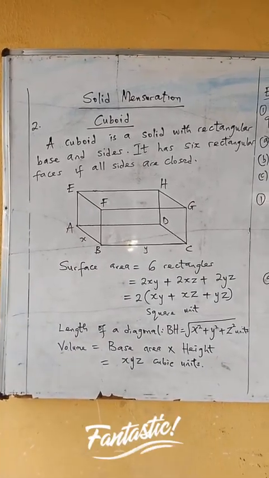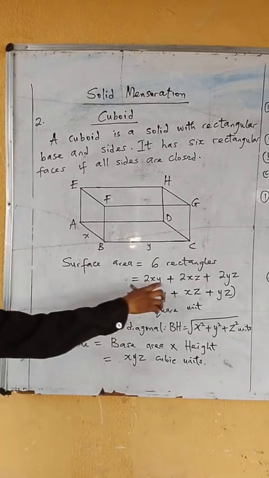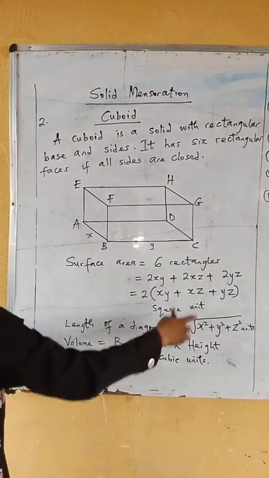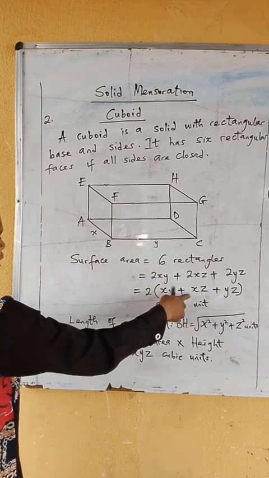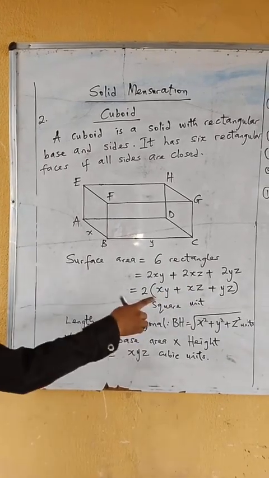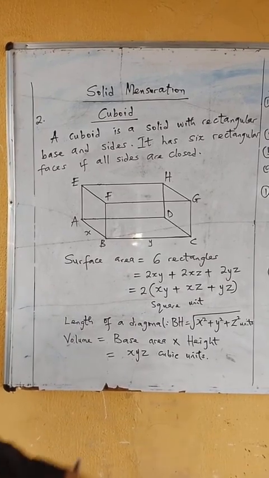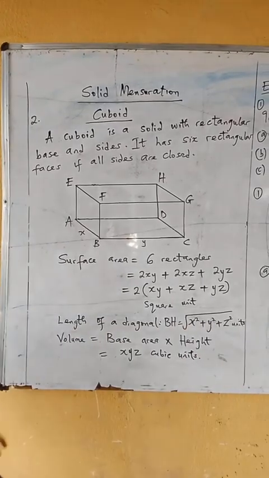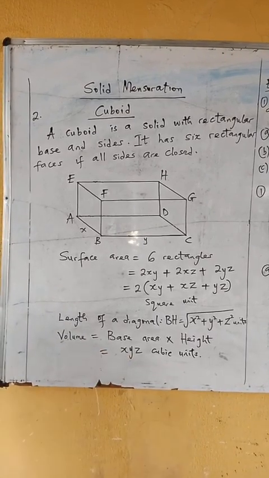The surface area of a cuboid is 6 rectangles, which is 2xy plus 2xz plus 2yz. And 2 is a common factor, so we bring it out and open bracket. We are going to have 2 into bracket xy plus xz plus yz. Then the length of its diagonal is square root of x squared plus y squared plus z squared. And the volume is base area times height, which is xyz.